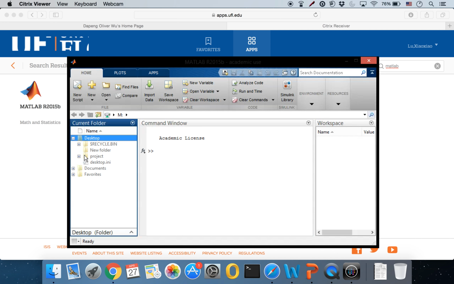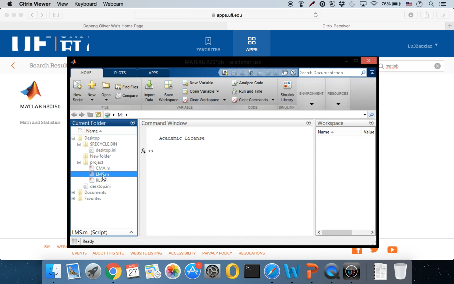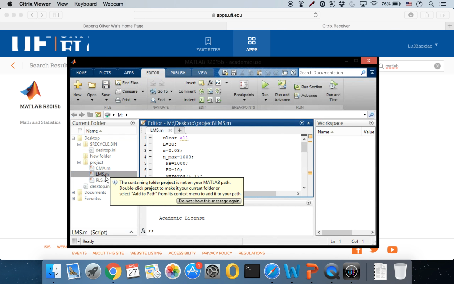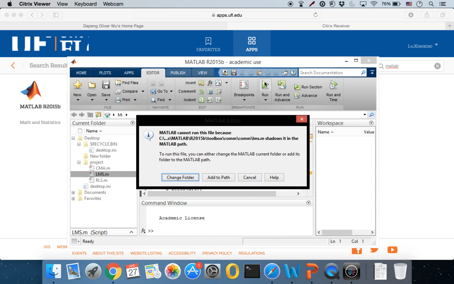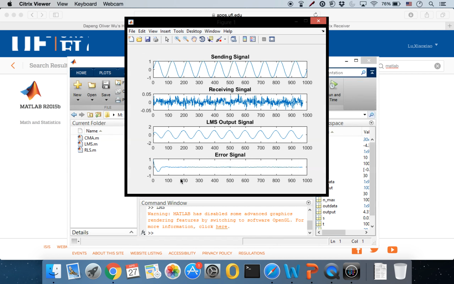There are three projects we need to simulate. First is the LMS algorithm with adaptive equalizer. Run the program. Here is the simulation result we talked about in the presentation.